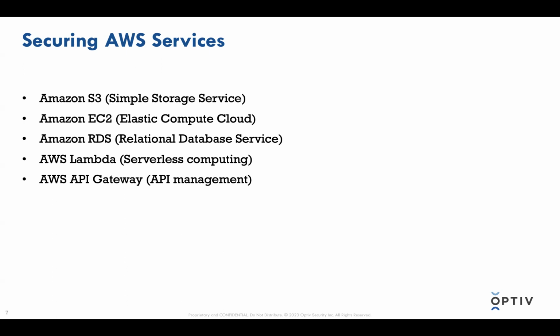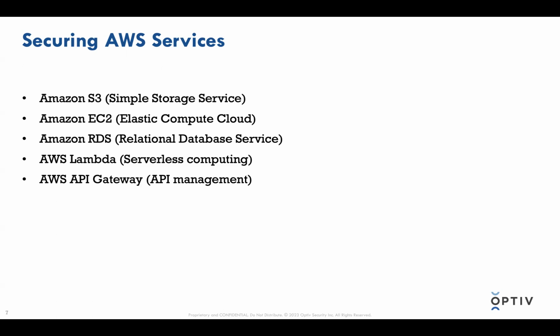It's crucial to regularly patch and update your EC2 instances to protect against vulnerabilities and ensure the use of secure communication protocols. Moving on to Amazon RDS, or Relational Database Service, this managed database service makes it easy to set up, operate, and scale a relational database in the cloud. When securing RDS, it's important to enable encryption at rest, implement strong access controls through IAM, and regularly apply database patches and updates. Regular database backups are also essential to mitigate the impact of potential data loss or corruption.